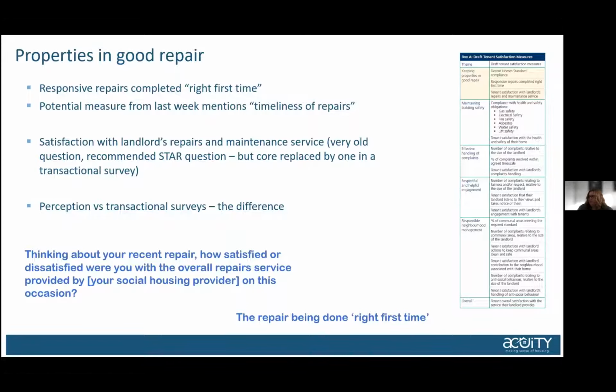And then the other one has been around for a long time. It was in the National Housing Federation STAR. It's been benchmarked in the past as well from the regulator, which is Satisfaction with Repairs and Maintenance Survey. It is very old. It's just as old as the other one. It's not a core question by Housemark STAR at the moment.